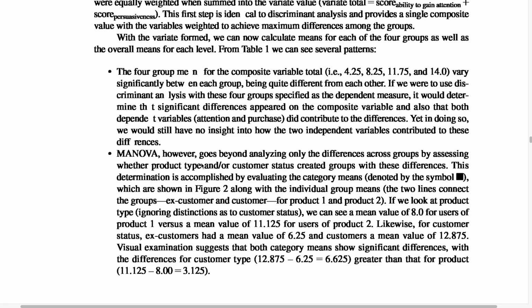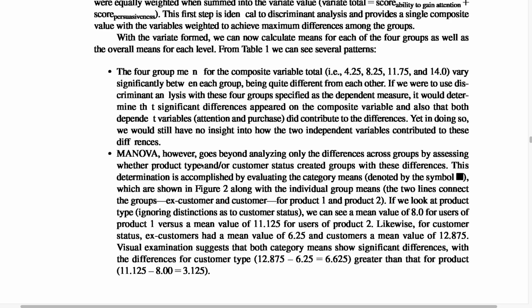Yet, in doing so, we would still have no insight into how the two dependent variables contributed to these differences. MANOVA, however, goes beyond analyzing only the differences across the groups by assessing whether the product type or the customer status created groups with these differences. The discrimination is accomplished by evaluating the category means, denoted by the symbol, which are shown in figure 2.